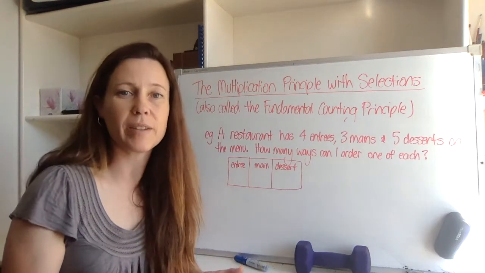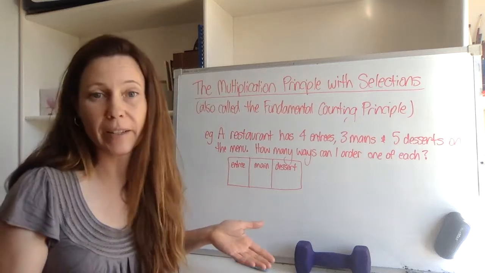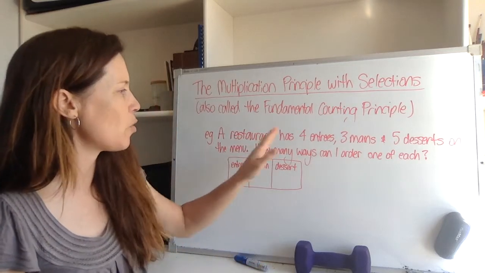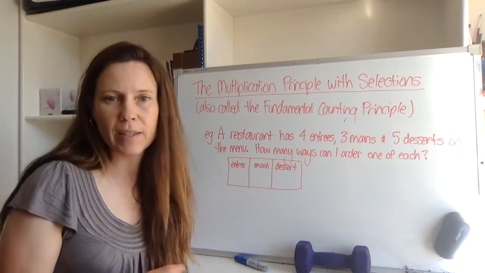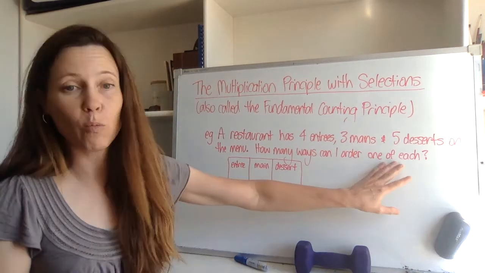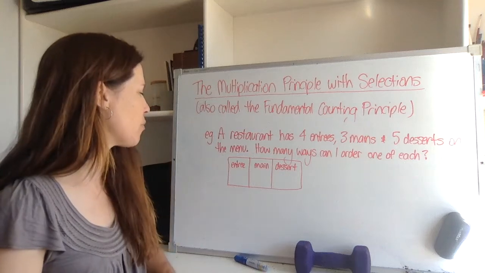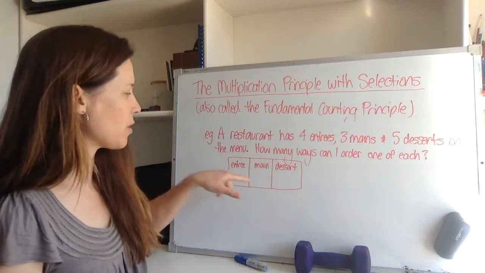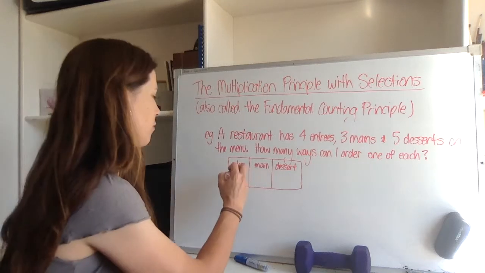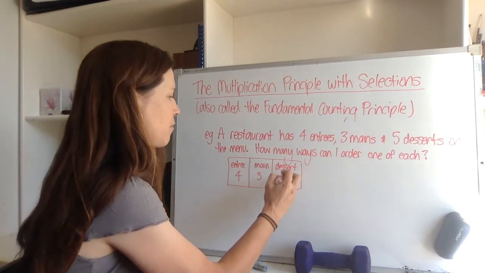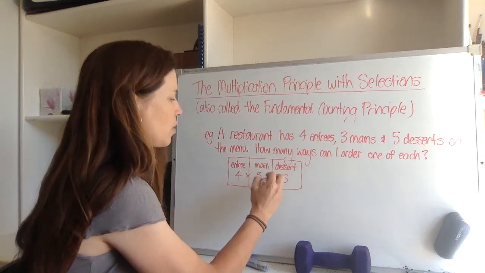Now the easiest way to understand this in action is to look at an example. A restaurant has 4 entrees, 3 mains and 5 desserts on their menu. How many ways can I order a 3-course meal where I'm getting one of each type of meal? Well, you can use these boxes just to show yourself the number of combinations of each. We can see that there's 4 entrees, 3 mains and 5 desserts. We need to multiply these.